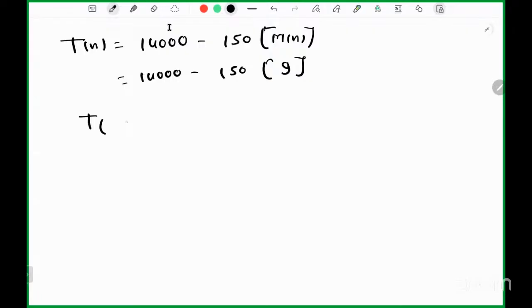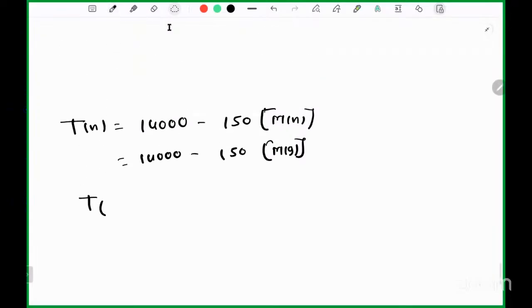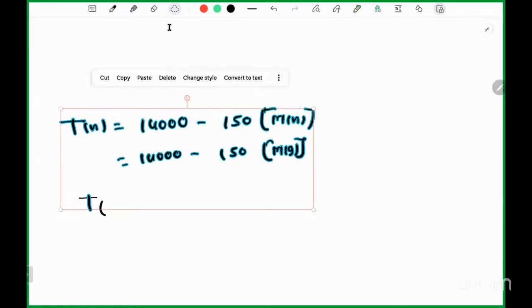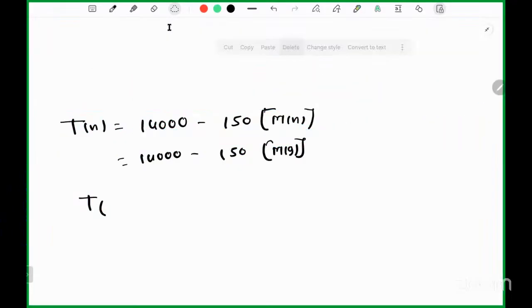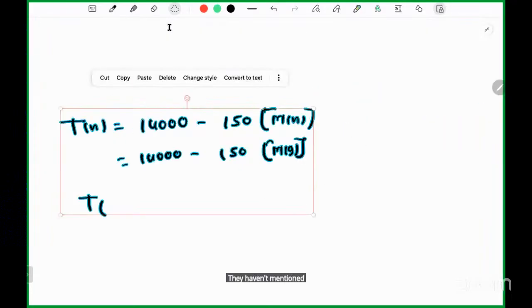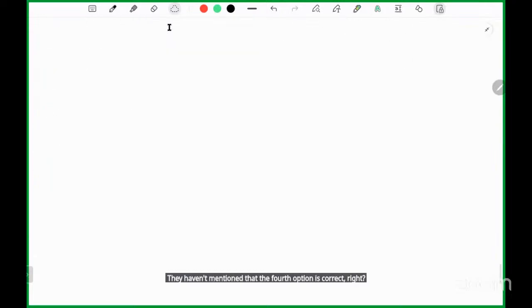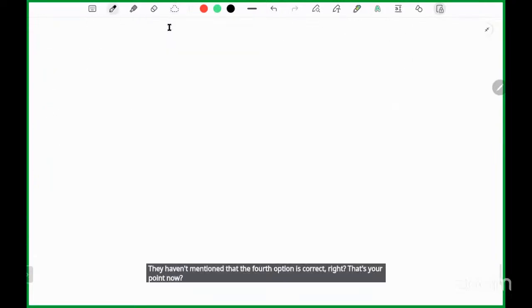Because not 9, you have to compute m of 9. F of 9 or what? Yeah, this fourth option is actually correct. I'll do the computation. They haven't mentioned that the fourth option is correct, right? That's your point, na? Yes, ma'am.